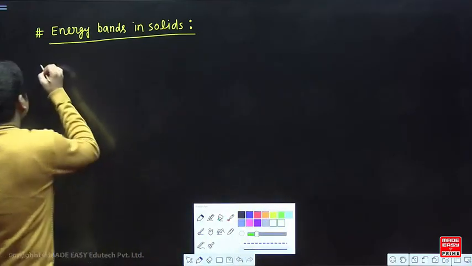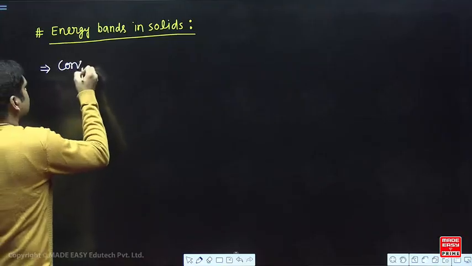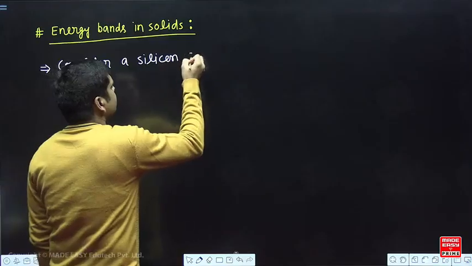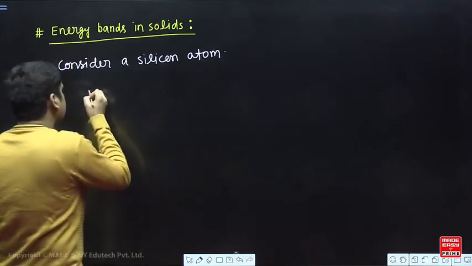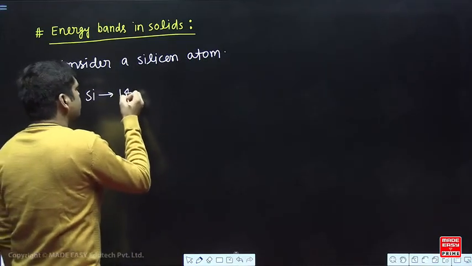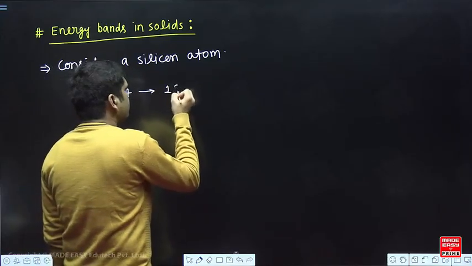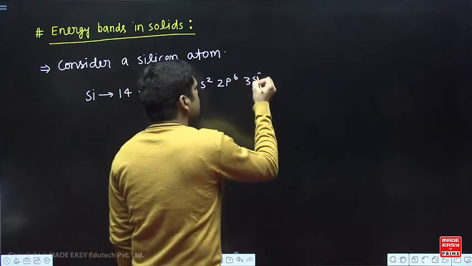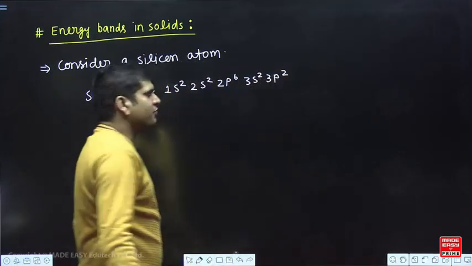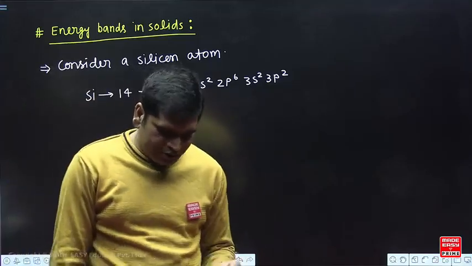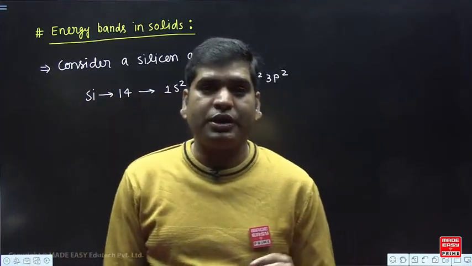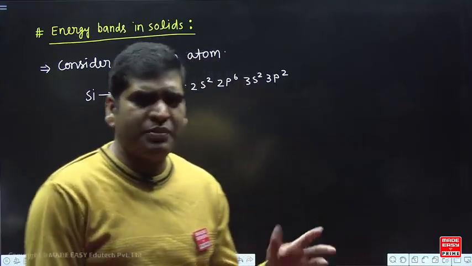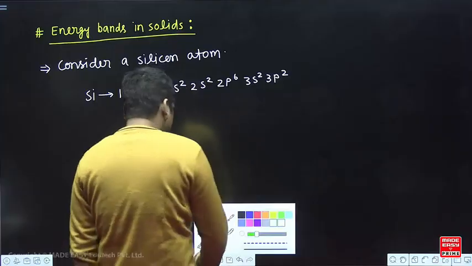Consider a silicon atom. Silicon has atomic number 14. So if I do electronic configuration, it is 1s2, 2s2, 2p6, 3s2, 3p2. My dear friend, if you recall, I am never interested in the inner orbit electrons. All the material properties will be defined by the outermost orbit electrons, barring a few exceptions. कुछ exception को छोड़ दें तो हमेशा.